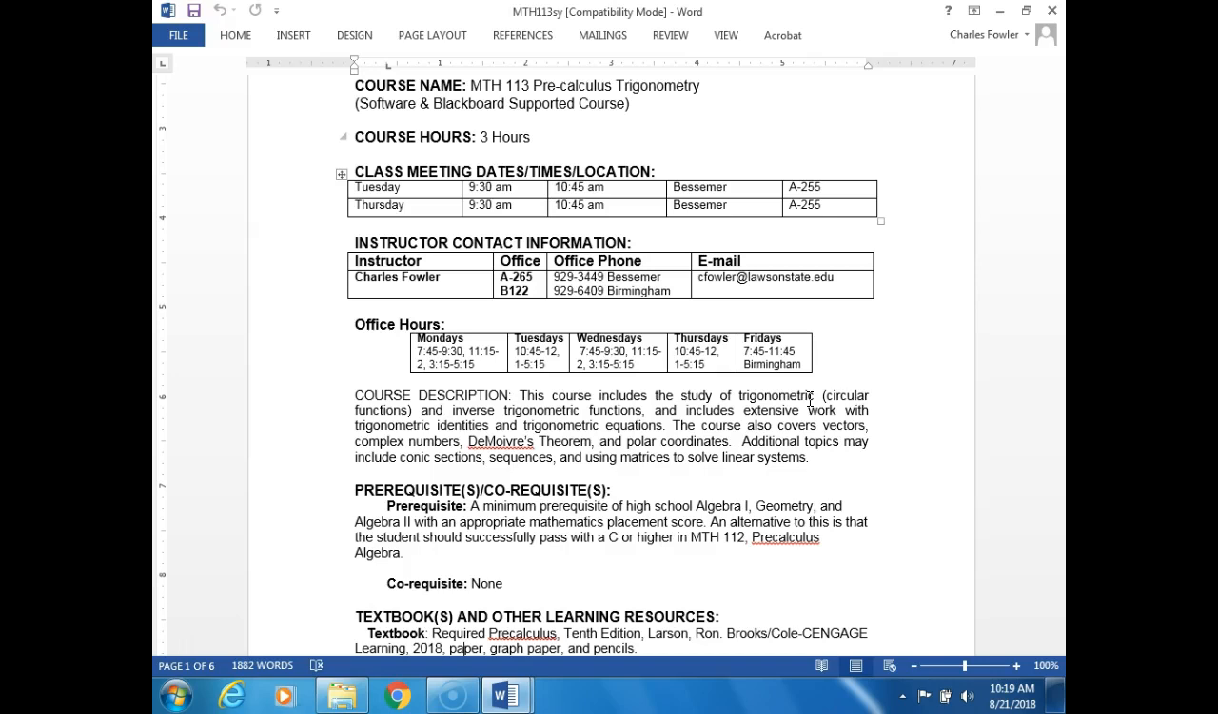Okay, my name is Charles Fowler. My office is room 265. Let me show you where that is on this little building diagram here. This is us in this corner classroom right here.